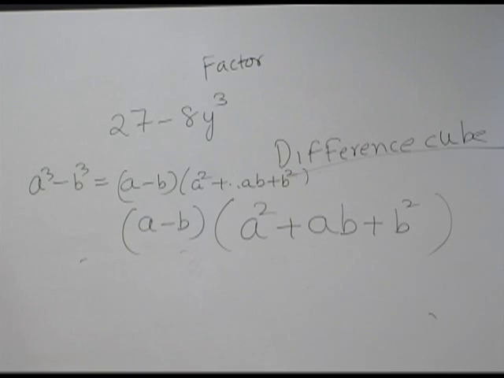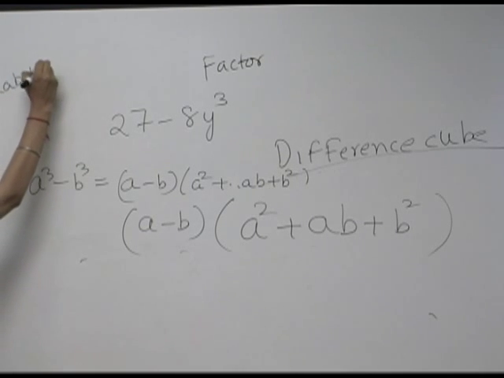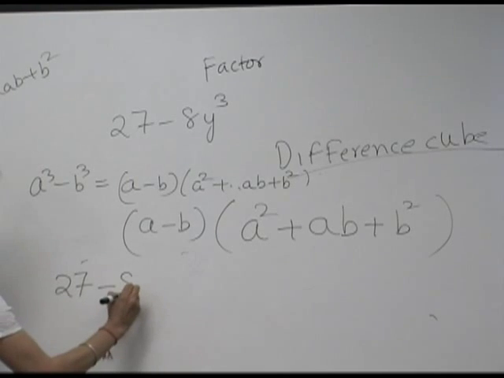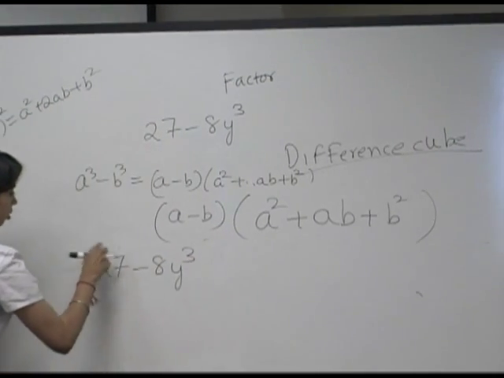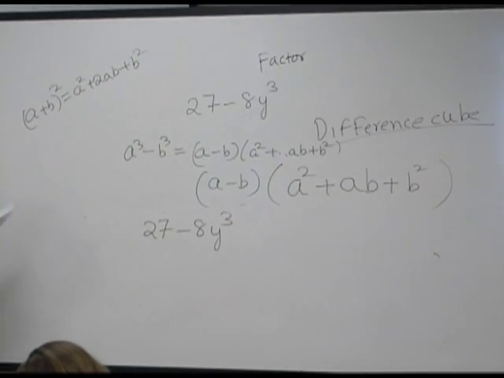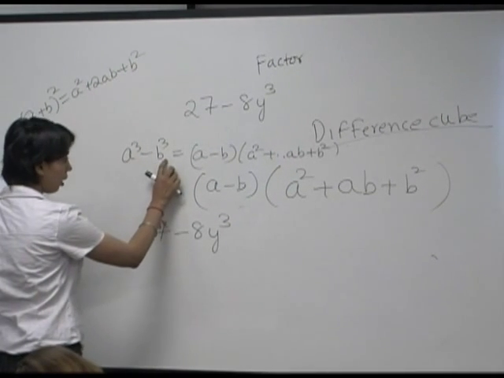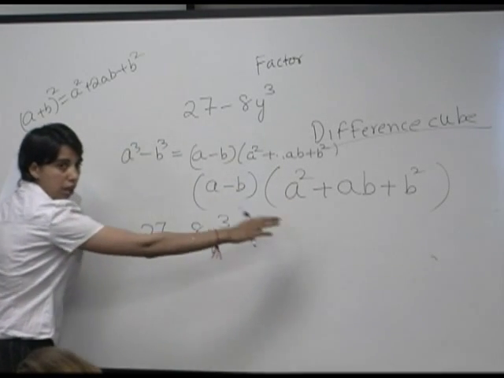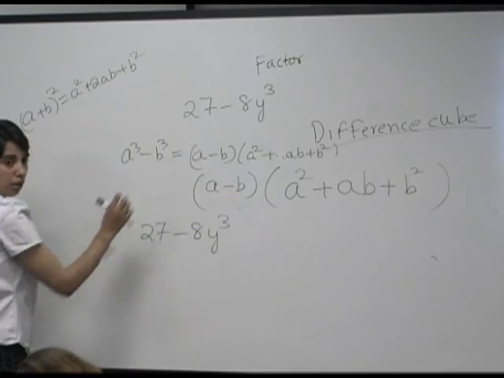2ab is when you have a plus b whole squared. Then you have 2ab plus b squared. But if you have the cube, then use this. Alright, so you are given 27 minus 8y cube. So I have to make everything a cube. I need a and b so that I can plug the values into my right hand side. To solve this, I need a and b.